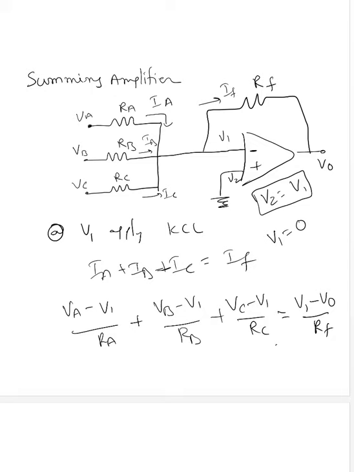Okay, the next topic is summing amplifier. Basically we have three signals or three input values, VA, VB, VC. Those are the three inputs. Now we're going to sum those three inputs in the output. Here my input is given to the negative terminal, so it's an inverting amplifier, so it's going to invert the output value.